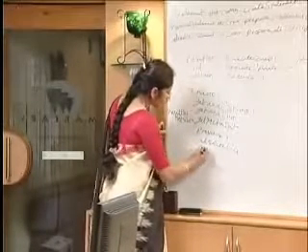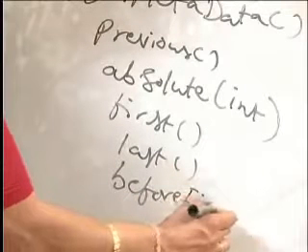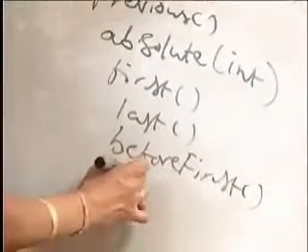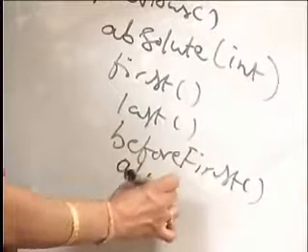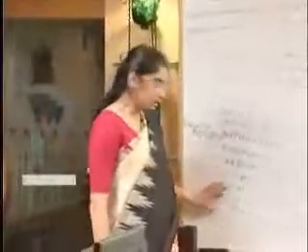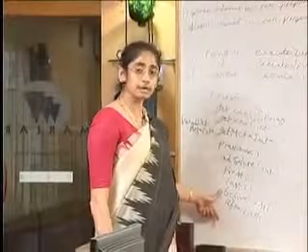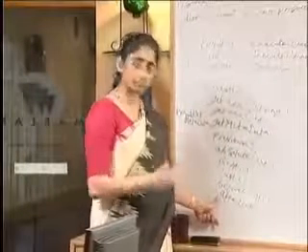You have first, last, before first, after last. These are some of the methods to move to the first record, to the last record, or to move the result set pointer just before the first record or after the last record.